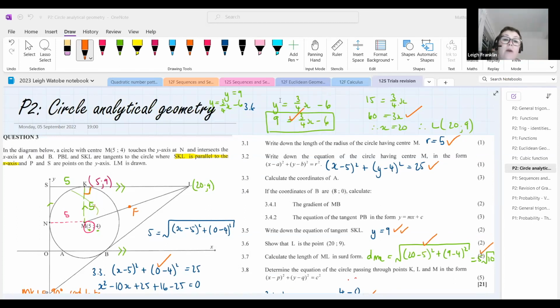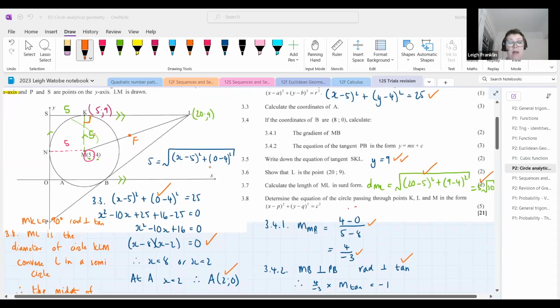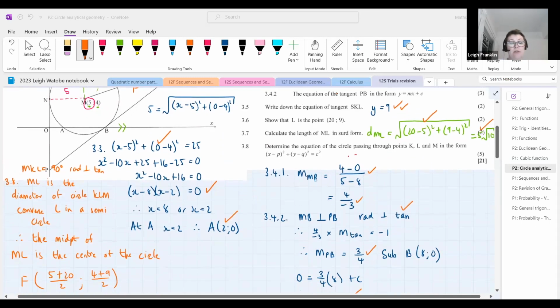It would be one way of doing it. You should get the same answer. So whether you sub in one of the points on the circumference, or whether you calculate the distance of MF or the distance of FL, it's going to be exactly the same answer. Okay, so there'd be more than one way of being able to do that.